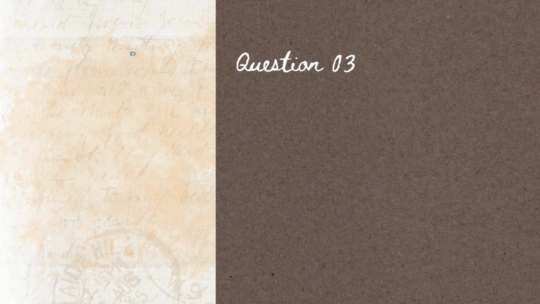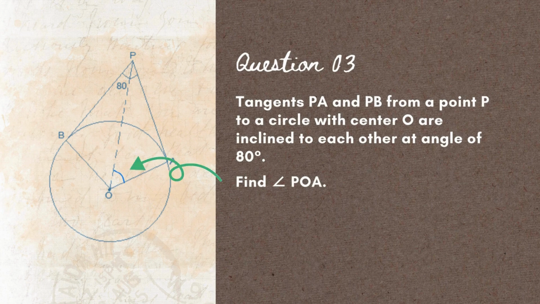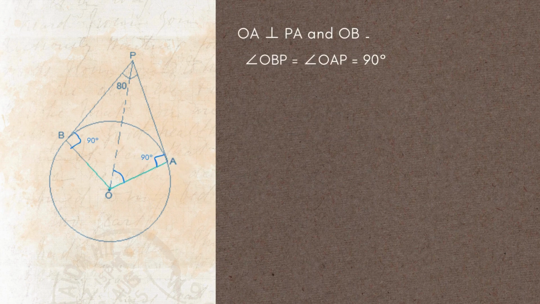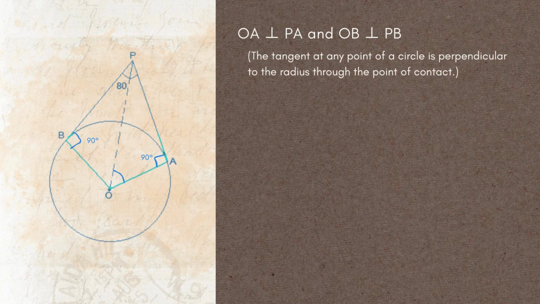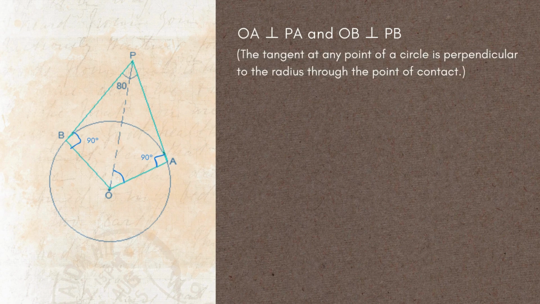Question 3. Tangents PA and PB from a point P to a circle with center O are inclined to each other at an angle of 80 degrees. Find angle POA. OA is perpendicular to PA and OB is perpendicular to PB, which means angle OBP is equal to angle OAP equal to 90 degrees. Because tangent at any point of a circle is perpendicular to the radius through the point of contact.